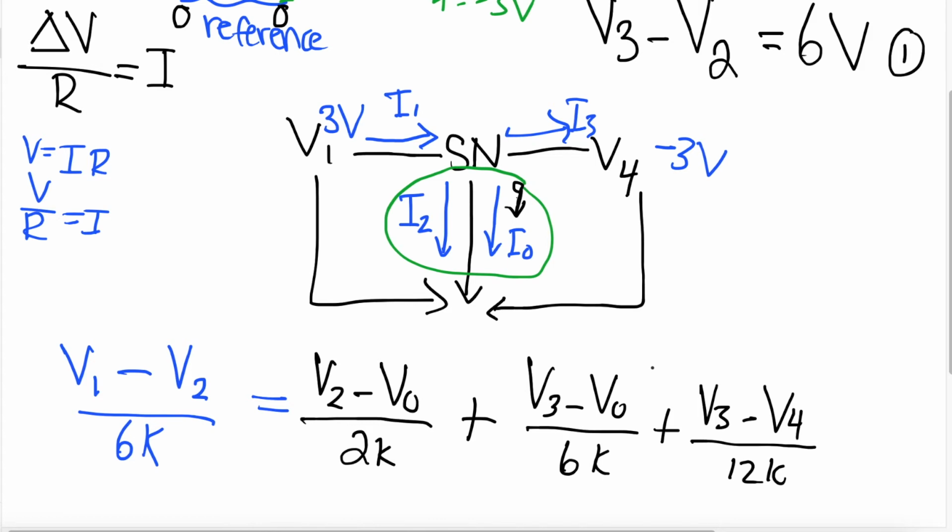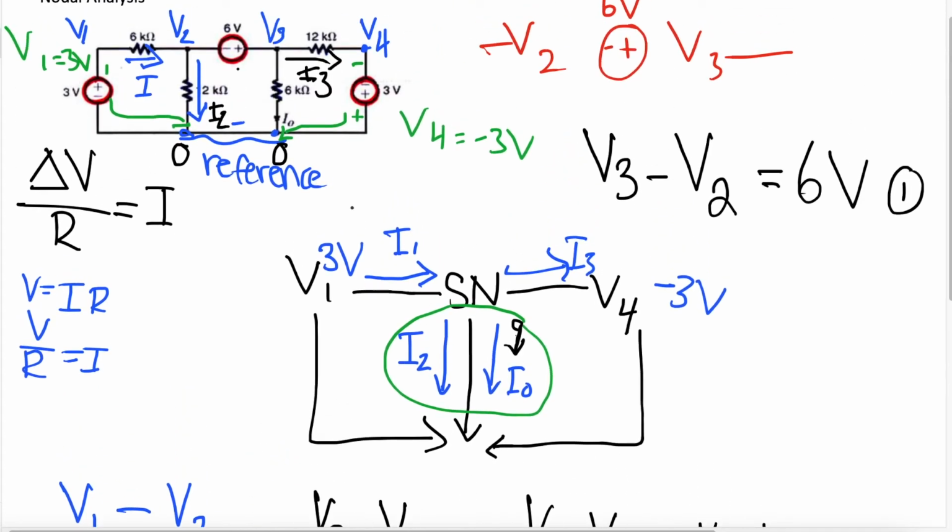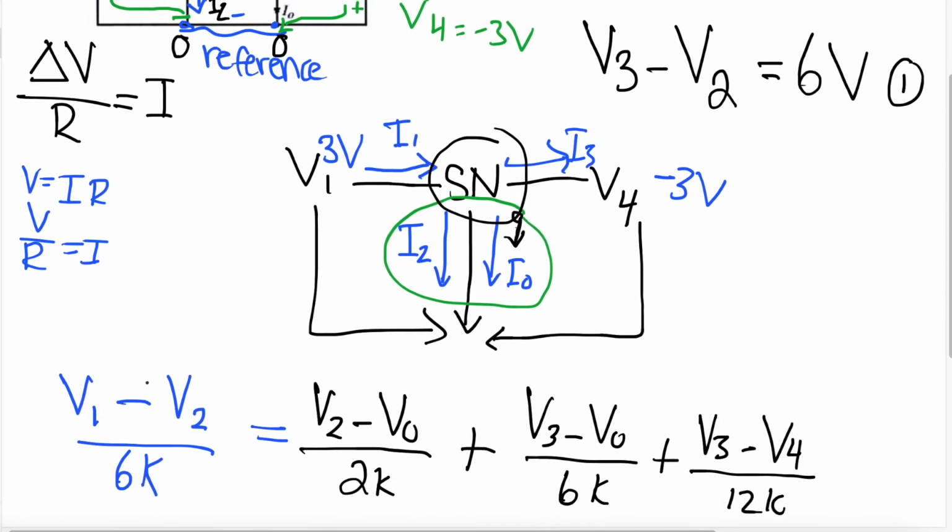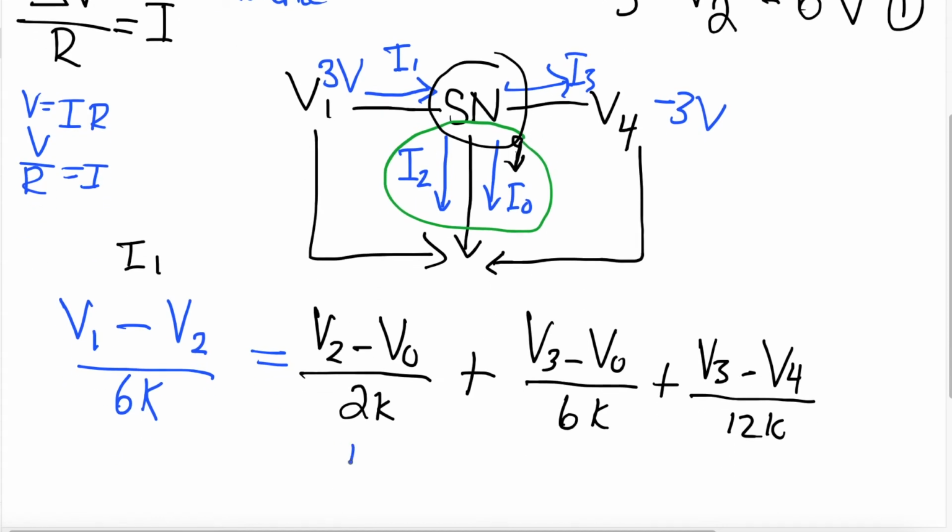So that is our final equation for the nodal analysis of our supernode. So this is our equation: V1 minus V2 over 6K, which represents I1. Then we have V2 minus V0 over 2K, which represents I2, V3 minus V0 over 6K, which represents I0, and then V3 minus V4 over 12K, which represents I3. So this is all our currents in nodal form.